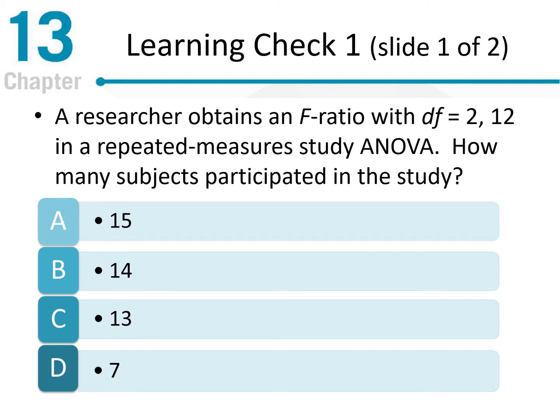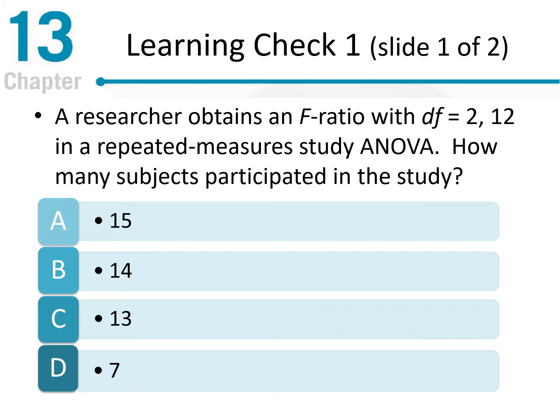Let's look at the learning check here. A researcher obtains an F ratio with degrees of freedom 2 and 12 in a repeated measures ANOVA. So how many subjects participated in the study? Well, we know that the first number is the degrees of freedom between, and we know that the second number here is the degrees of freedom error. So we need to know both of these to figure this out.